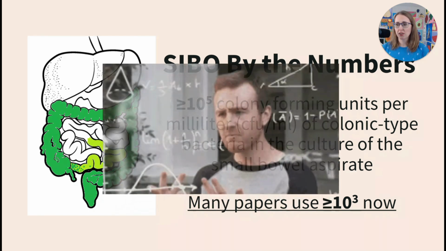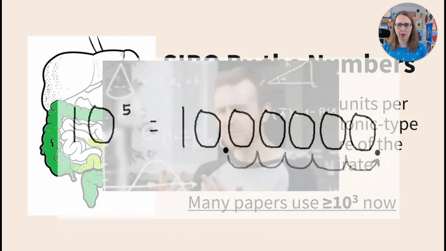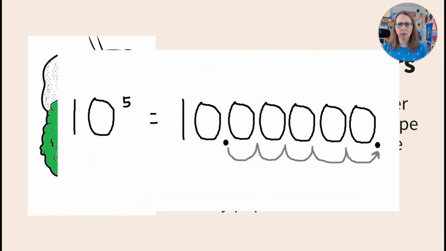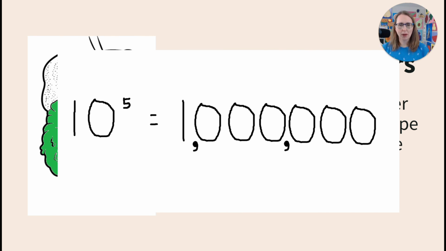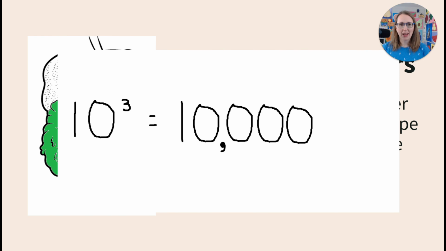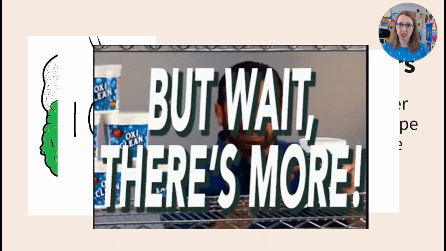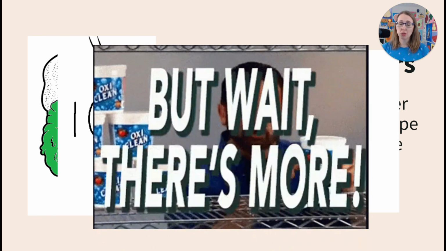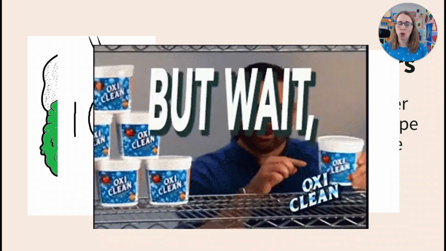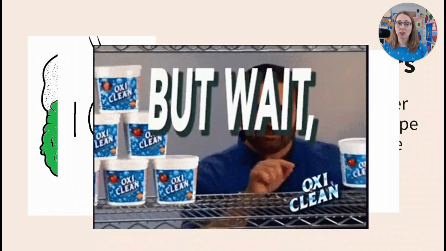But it gets worse. 10 to the 5th, just remember that number. For those of you who don't remember, you move the decimal point over 5 times, so 10 to the 5th looks a little something like that: 1 million, if I'm doing my maths right. Versus 10 to the 3rd, which is 10,000. There's a big difference between 10,000 bacteria and 1 million. But wait, there's more. It gets worse.